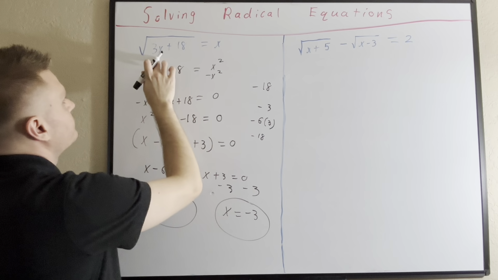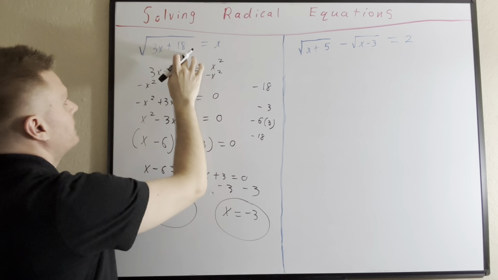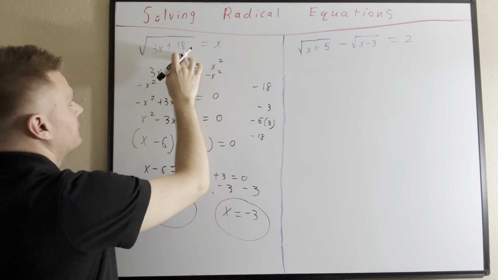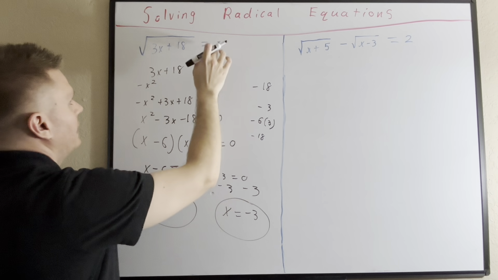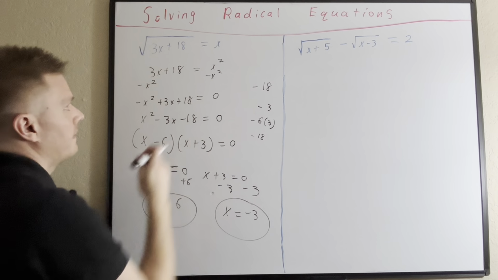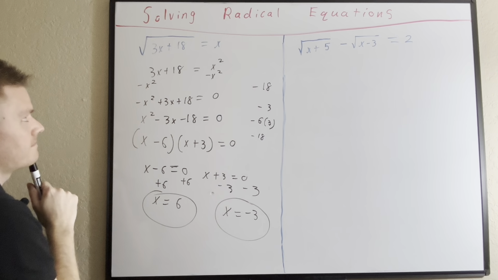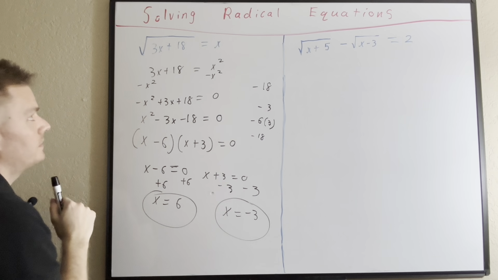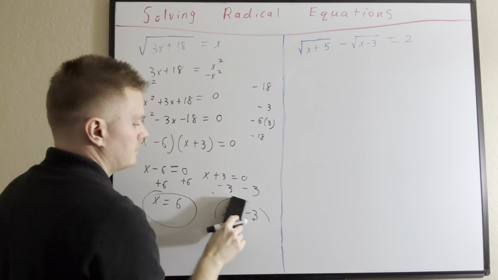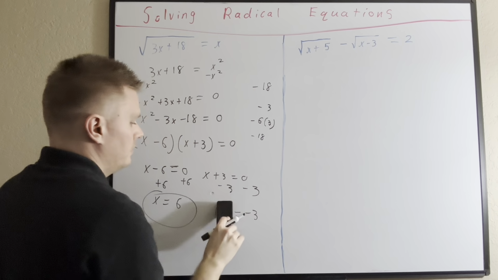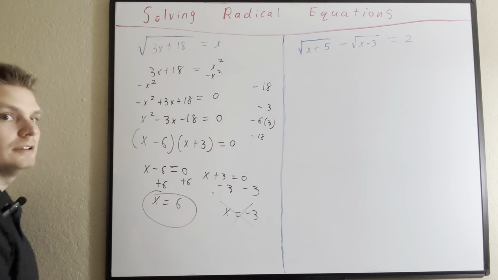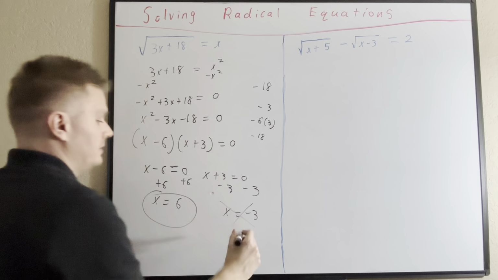-3, okay. -9 plus 18 would be 9, square root of 9 equals x. That would be positive 3, not negative 3. So I don't think negative 3 counts as an answer. So you just cross that out. X equals 6 only. That's why we check our answers.